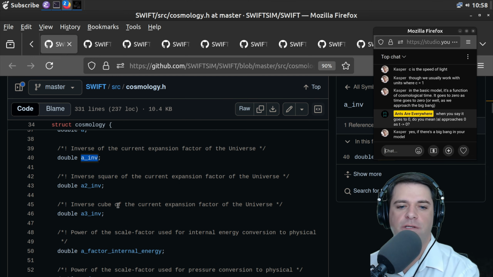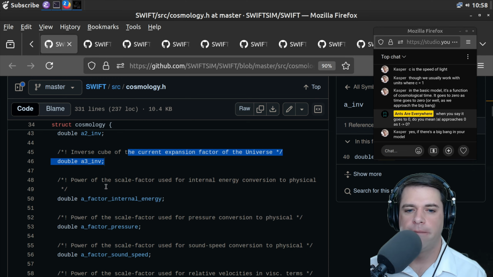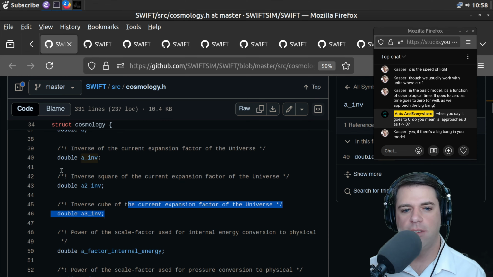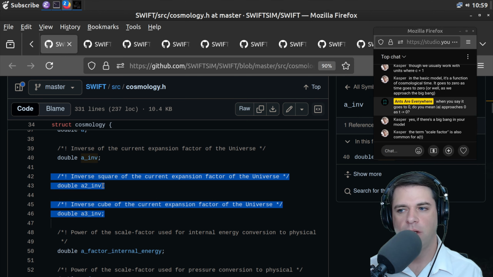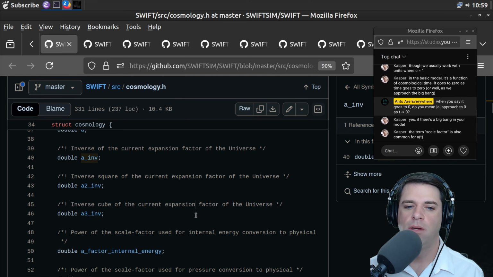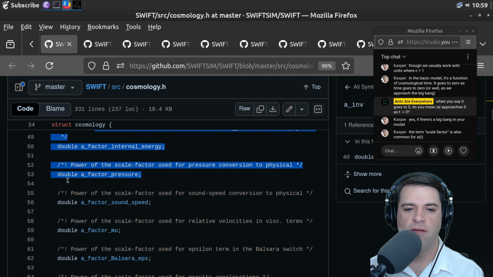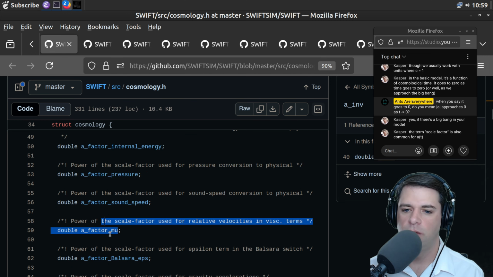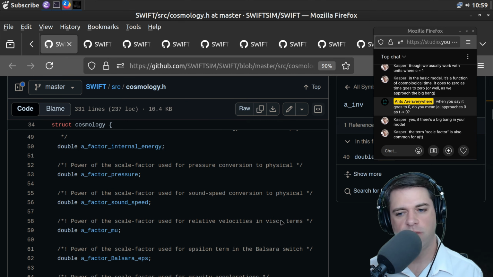Okay. And then we have the inverse cube of the current expansion factor of the universe and so on. This is just some struct. Why is it including these? I guess it's just cheaper than computing them. The term scale factor is also common for this. Okay, cool. That's great. And then we have the power of the scale factor in A factor pressure, A factor sound speed, A factor mu. These are powers of the scale factors used for relative velocities in maybe viscous terms.